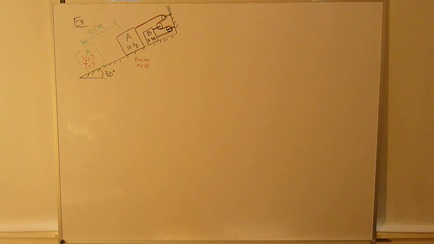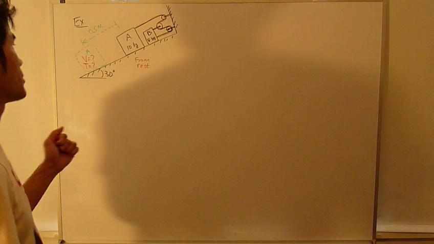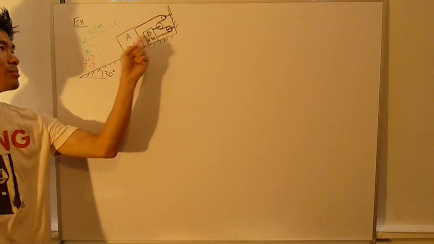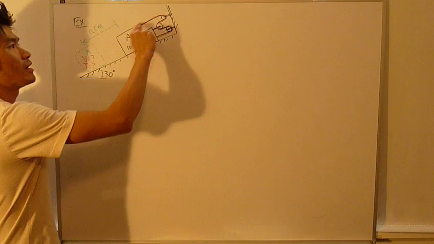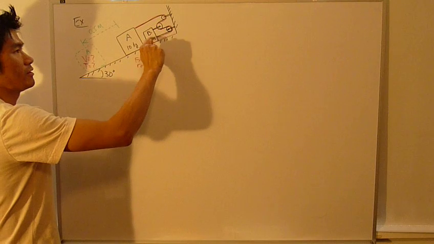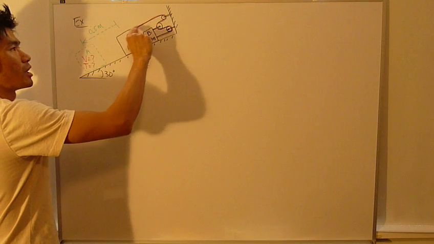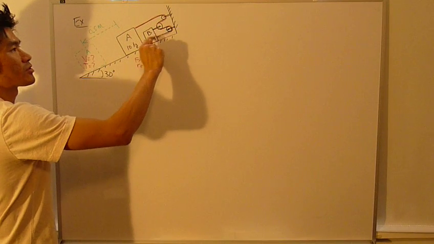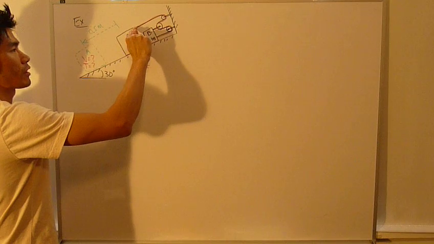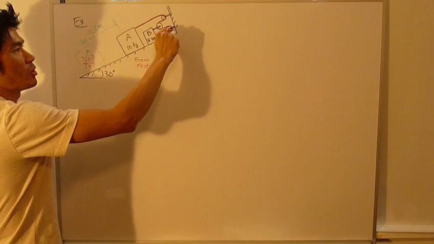Let's look at a second example. This example now involves two particles, A and B, and they're dependent on each other. They're attached to each other by this single cord, and there are three pulleys.